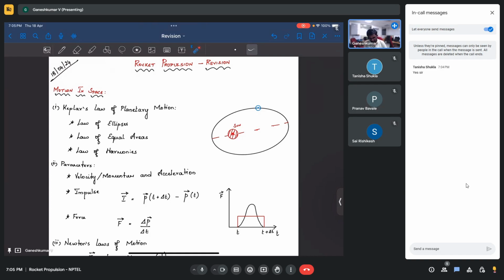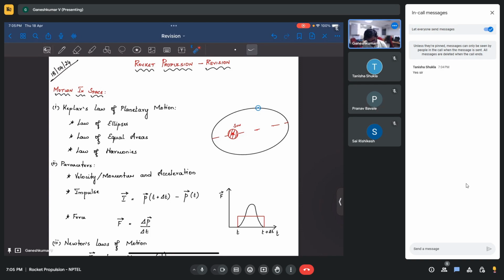Okay, so we know that we initially started our course with a chapter called motion in space. Motion in space does not mean it's in the upper space, it's any space. Okay, how the motion happens. If a body is moving in a three-dimensional space, what are the important laws it follows, and how can we understand it? That is what we studied in our first chapter, or week one content, right?